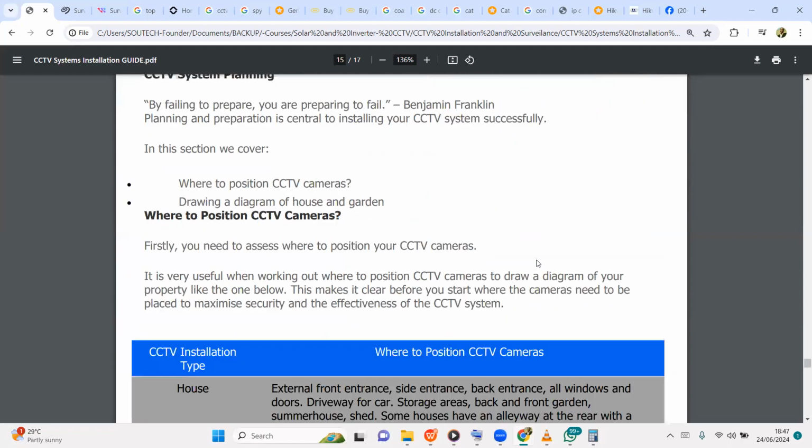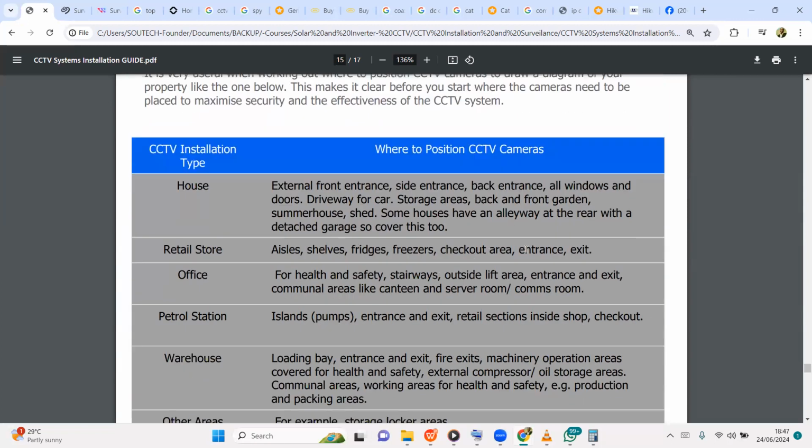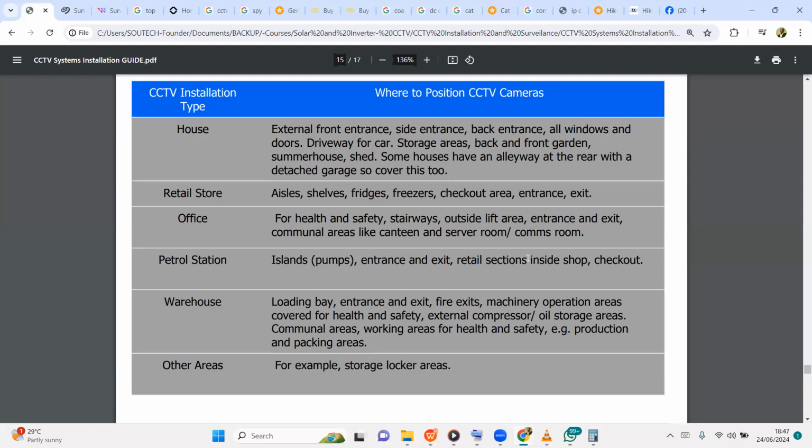So let's look at planning. Benjamin Franklin said, by failing to prepare, you are preparing to fail. So that's what Benjamin Franklin said. So how should you position your camera? How do you map out all of the places where your cameras are going to stay? The rule of thumb normally is you should position your camera where you have assets, where you have important items. That's where you should have your cameras, right? All the places where you have important items, your camera should be there.